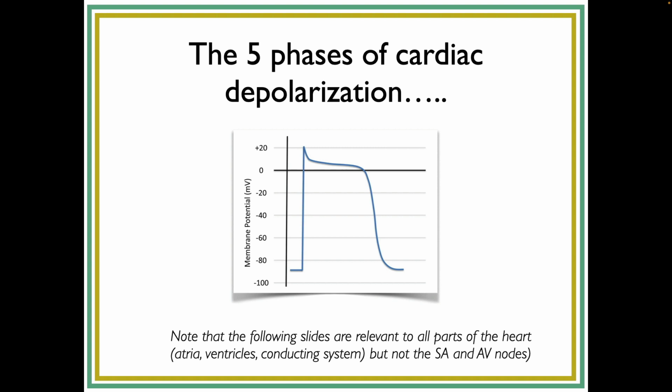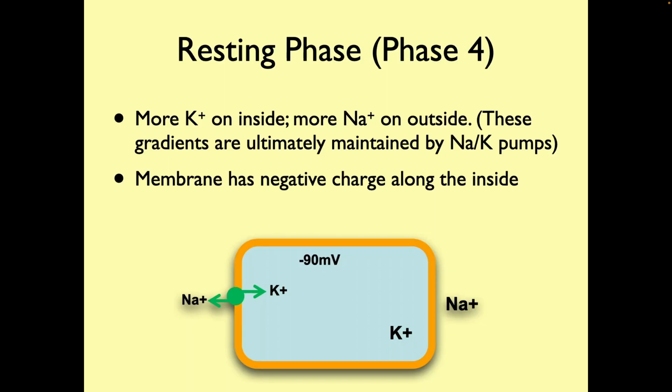So there are 5 phases of cardiac depolarization, okay? So there's 0, 1, 2, 3, 4. Let's come back to this. This is what it looks like. I like to start with 4, which sounds odd, why would I start with 4 when it's the highest number? But it makes most sense to me because phase 4 is the resting potential, okay? So we're going to start there. Now, here's what you need to know.